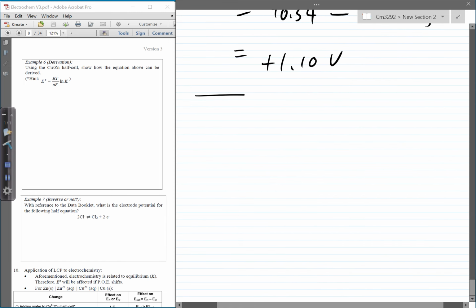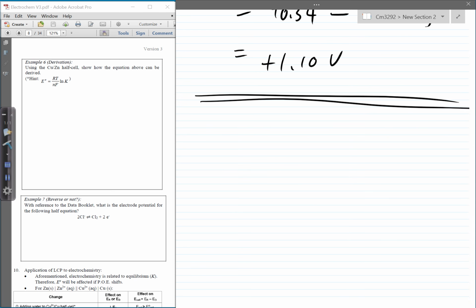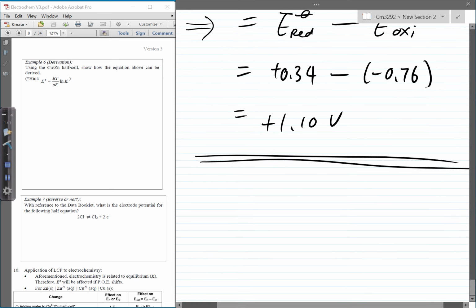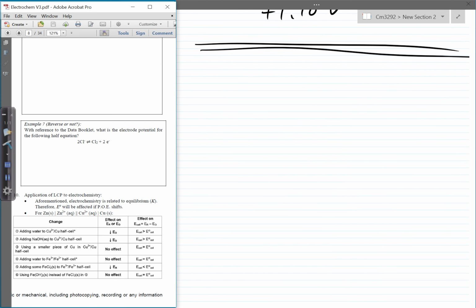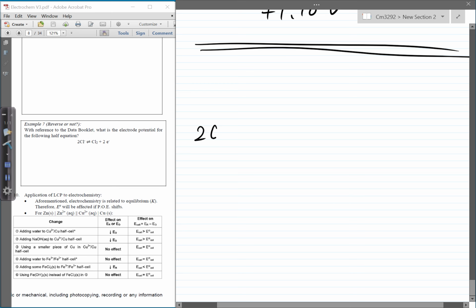Now another piece of evidence of why we should swap the sign. If, let's say it's not negative, if you were to look at Example 7, reverse or not. If you were to look at this equilibrium, you can see that this is exactly the same as the chlorine equilibrium, just that it is the opposite. If I ask you what is the electrode potential of this system, your answer should be negative 1.36 volts, because you have to swap the sign. Why do you have to swap?